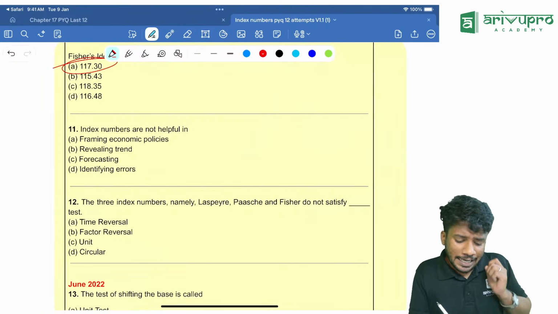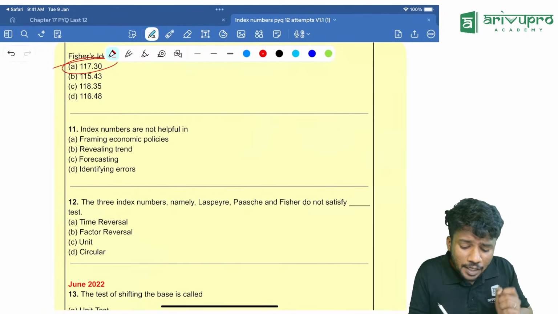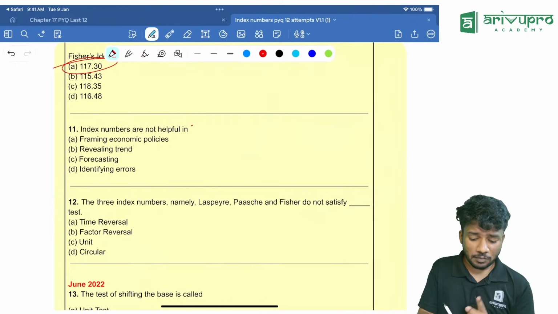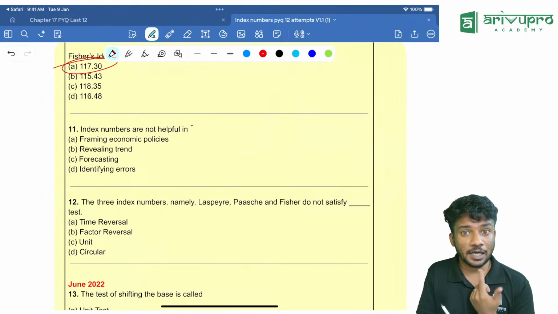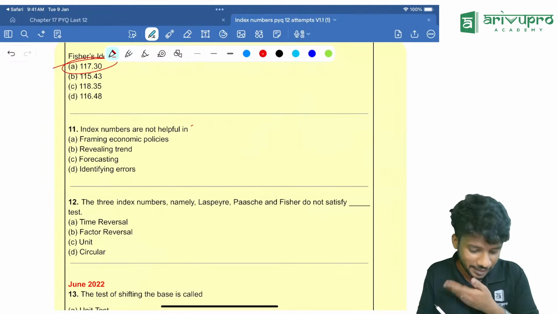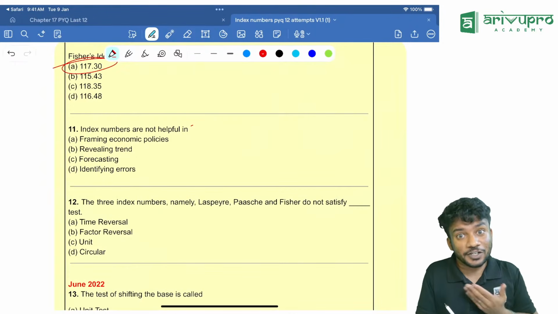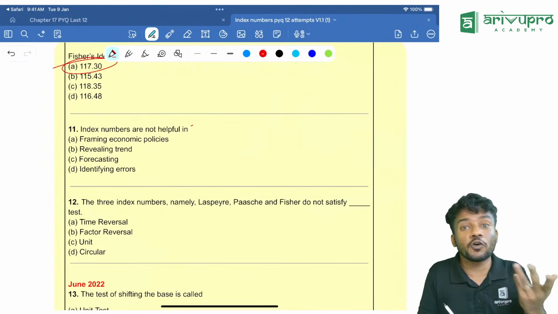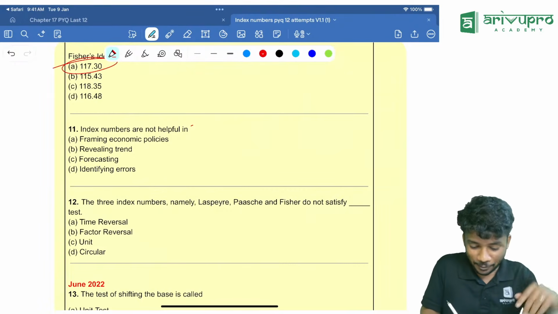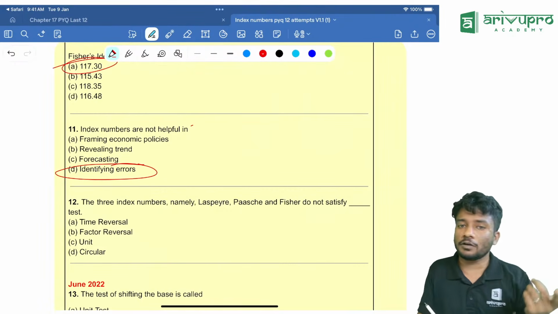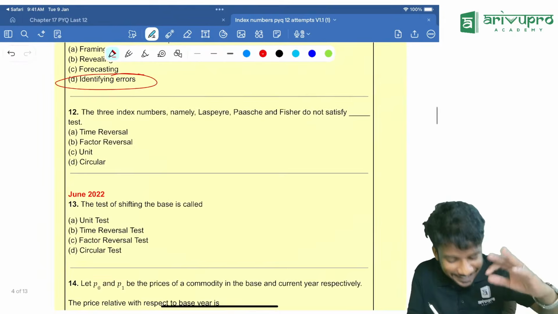Next one. Index numbers are not helpful in framing economic policies. People, we are framing economic policies based on index numbers. Revealing trend, we will know the trend. We know the forecasting, how the market is going. Identifying errors, no, it is not possible. Option D is your answer.